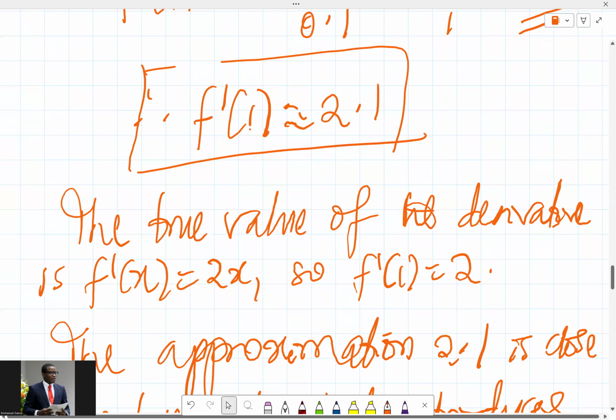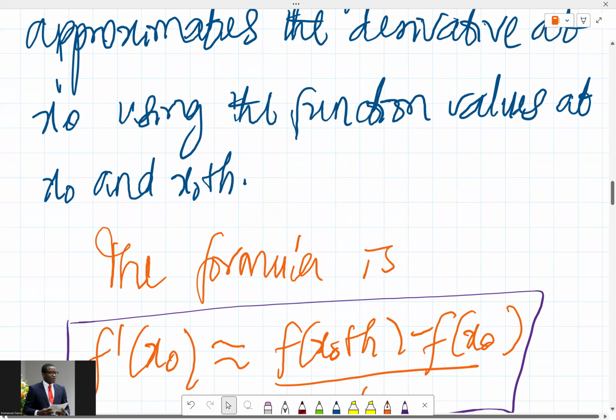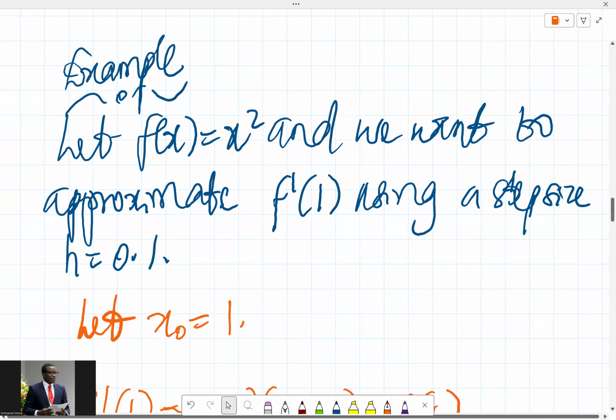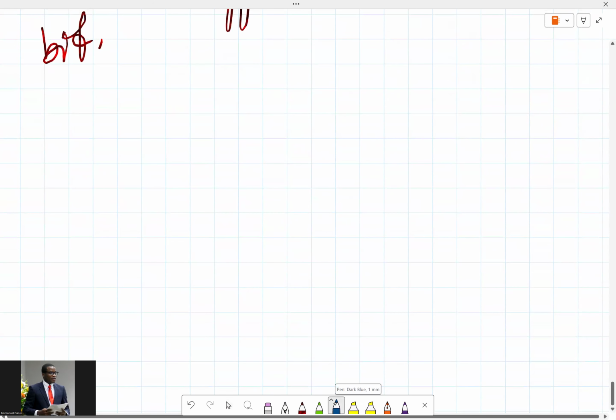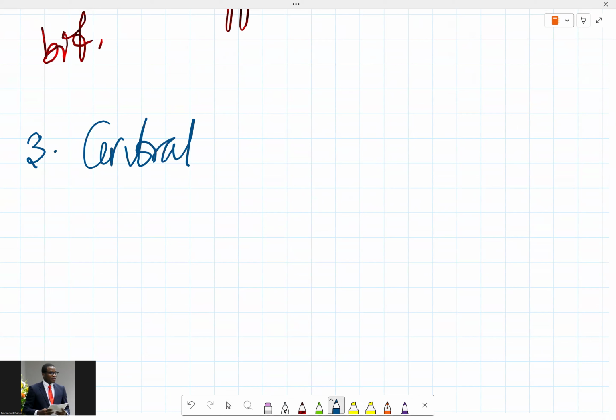Then from there, we move on to the next one. We are talking about types of difference. We've talked about forward difference, we've talked about backward difference. Now we're moving on to the next type of difference, which is called the central difference.